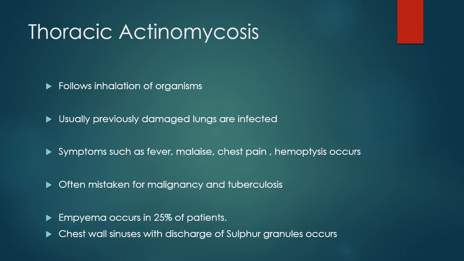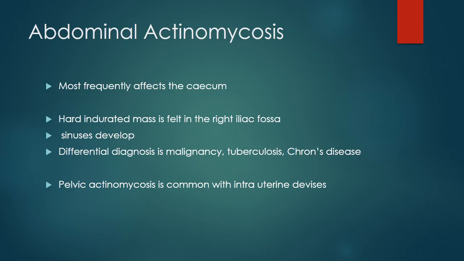And sometimes there will be chest wall swellings, and these swellings may form sinuses with the discharge of the sulfur granules. And we have to suspect whenever a patient comes with long-standing chronic swellings over the chest wall, and these swellings may rupture and form sinuses or tracts, and there will be a sulfur granular discharge from these swellings. And if you were able to see these, we have to suspect that these patients may be suffering with actinomycosis.